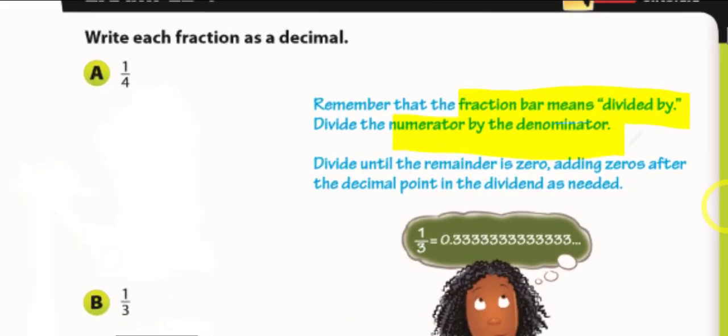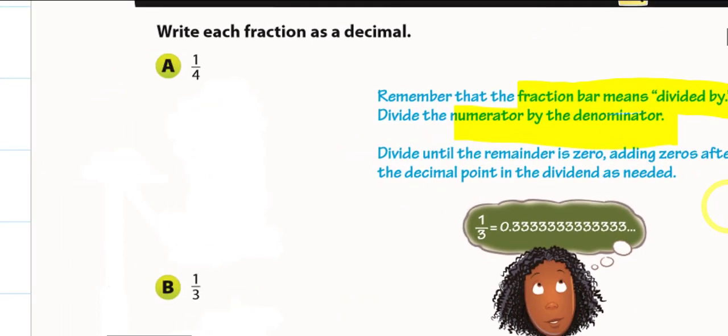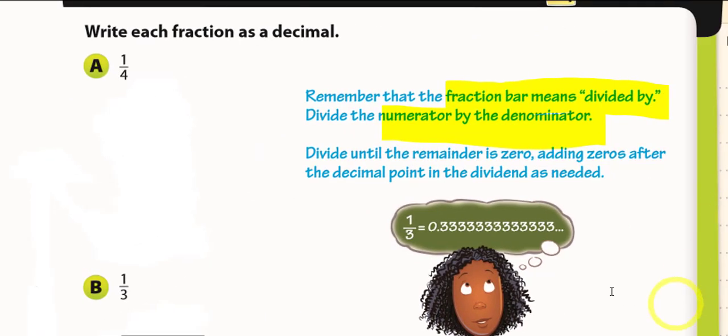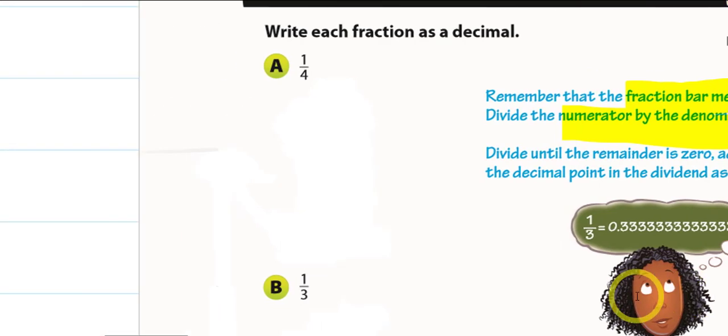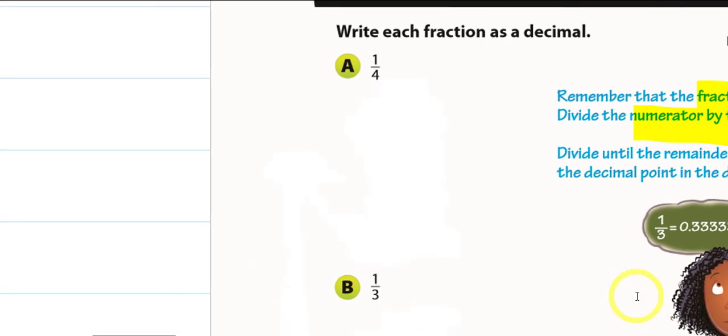So here we have an example of a fraction, and we need to write this fraction as a decimal. Let's come over here really quick and read this. It says, remember that the fraction bar that you see in between the 1 and the 4 here means divided by. So by this time, we should be aware that fractions represent division, and so we read that as 1 divided by 4. Divide the numerator by the denominator, 1 divided by 4. Okay, so let's do this division. I'm going to do it over here on the side. I'm going to set up my division.